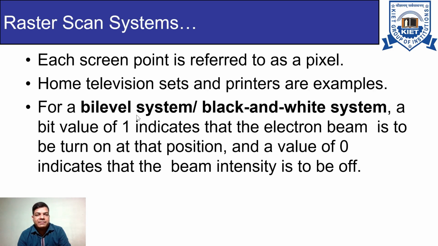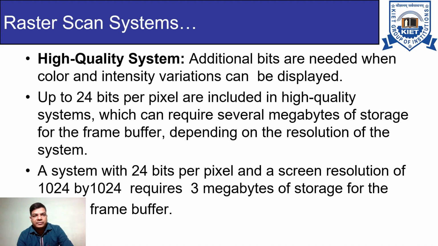Now for a bi-level system or black and white system, we keep only one bit corresponding to each pixel, and if the value of the bit is 1, then we turn the electron beam on, and if the value of any pixel is 0 in the frame buffer, then we turn off the intensity of the electron beam.